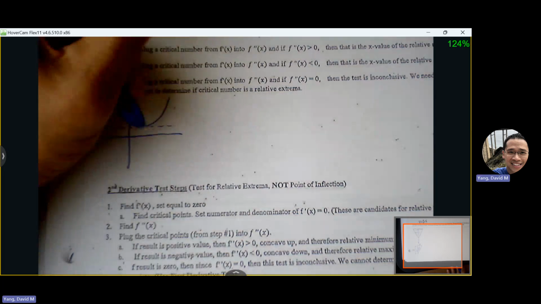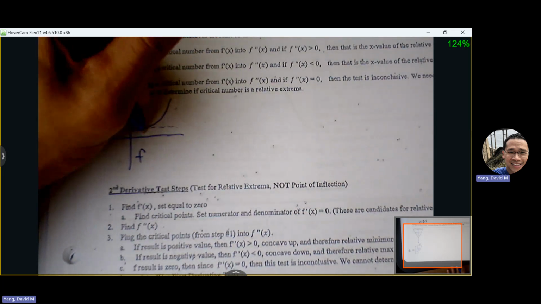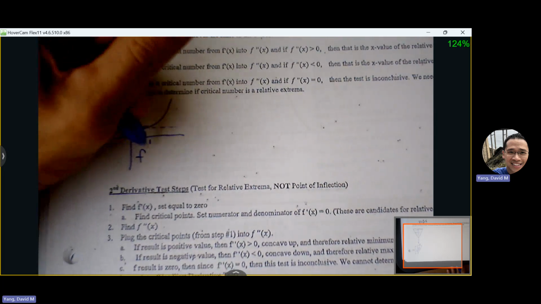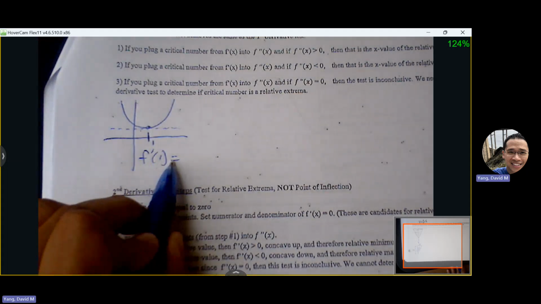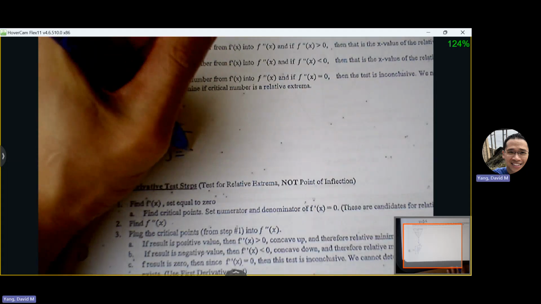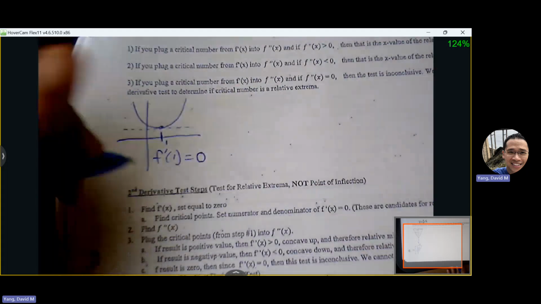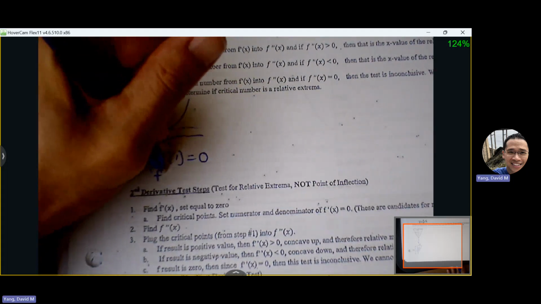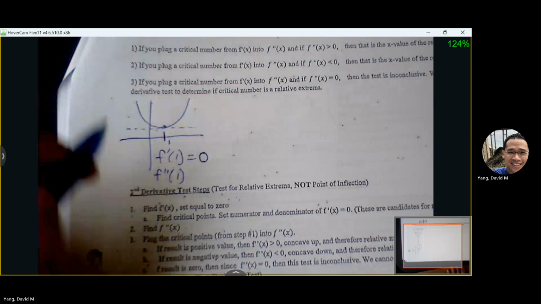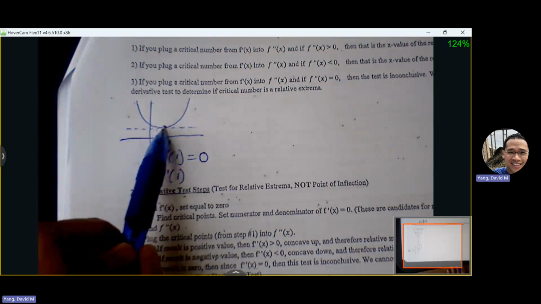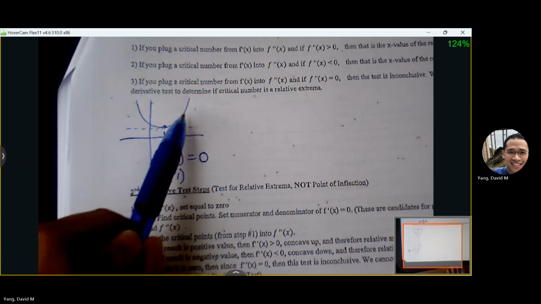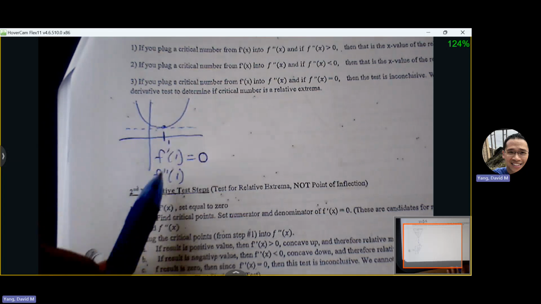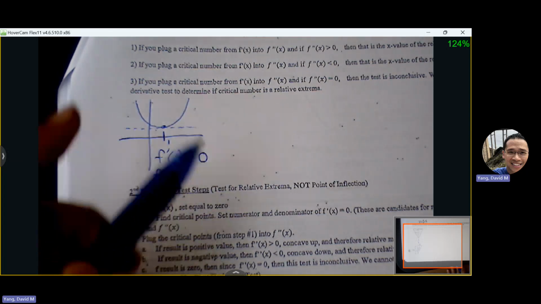So let me ask you this: f prime of, let's say this is 1 here. What's the slope here? f prime of 1 will be equal to what? Will be equal to 0, right? The slope is 0. What if I ask you for f double prime at 1? Is this part of a concave up or concave down graph? Concave up, which means that f double prime of 1 should give me a positive number.